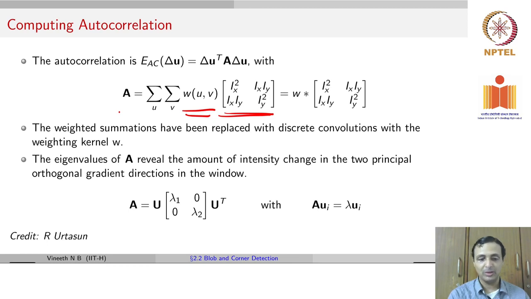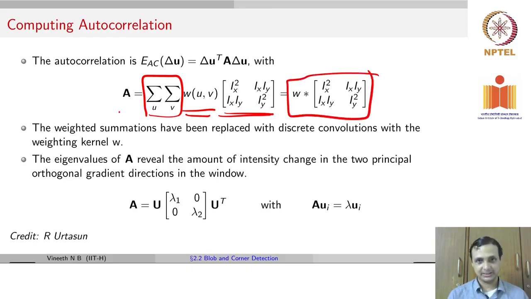W of u comma v, you're going to have, remember, 2 components of the summation: Ix square, Ix Iy, Ix Iy, Iy square. Those are going to be your gradients, and that is going to be your A matrix. So we took the definition.